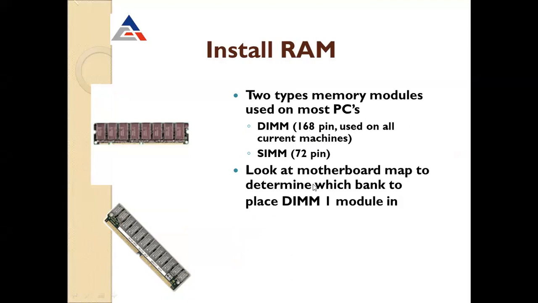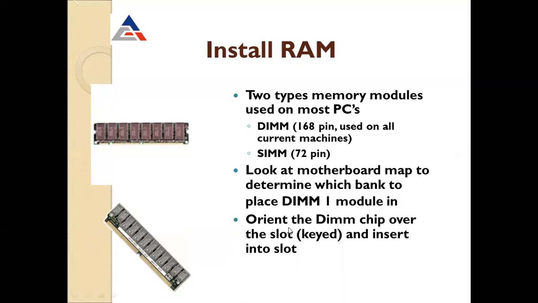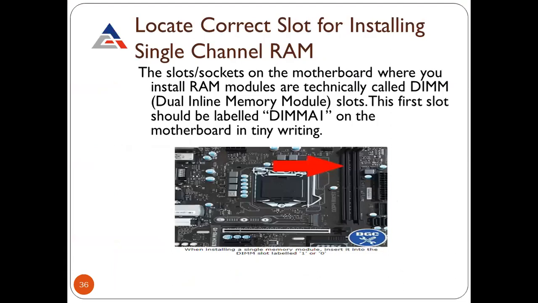Look at the motherboard map to determine which bank to place the DIMM1 module in. Orient the DIMM chip over the slot and insert it into the slot. It means first you need to find where on the motherboard we have to install the RAM, and after that you just need to insert it in the RAM slot. Lock it in place by closing the levers. So once you find the RAM slot on the motherboard, insert into the slot, then lock it. Now see, DIMM stands for dual inline memory module.